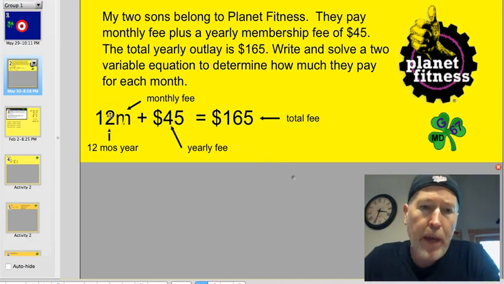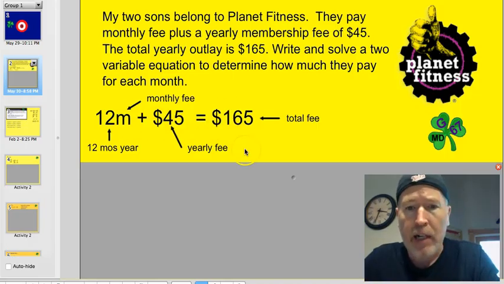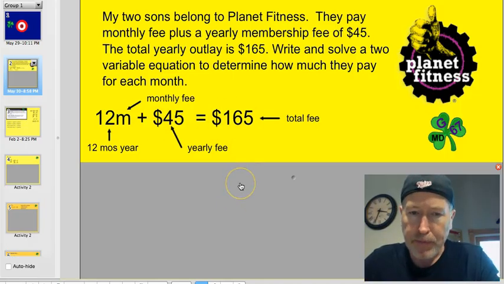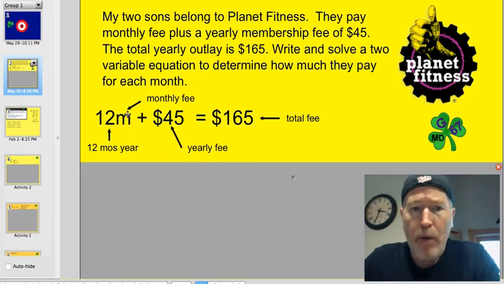All right, well, they pay 12 months a year, so there's the 12, and they pay a monthly price. They pay once a year, $45, and the total is $165. So I've got my equation, I've got it all labeled here, so I know what everything stands for. What I want to do is get m by itself. I want to isolate it.